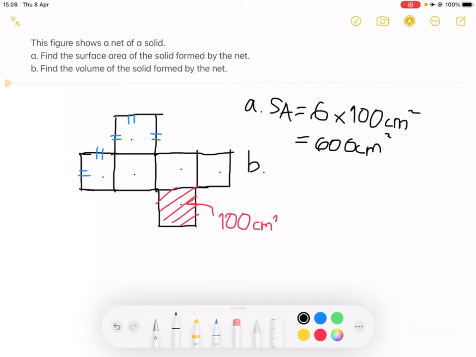So that's pretty easy. For part B, we need to find the volume of the solid formed by the net. And for that, we'll notice that each of these are squares. What that tells us is its area is its side length squared. And since we're given an area of 100 centimeters squared, the side length of each square will be the square root of 100 centimeters squared, which is just 10 centimeters.